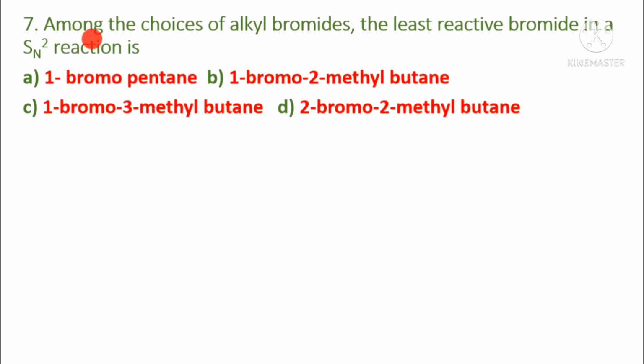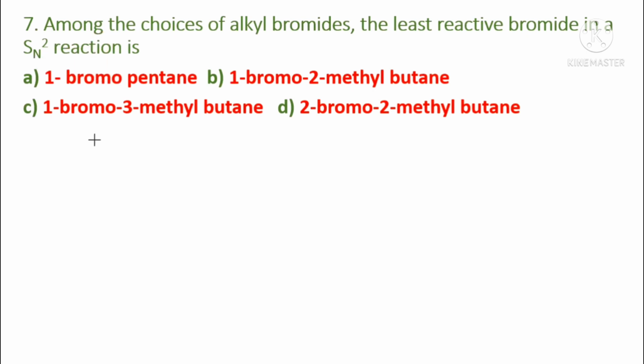Read the question, students. Among the choices of alkyl bromides, the least reactive bromide in a SN2 reaction is. See, they are given 4 types of compounds, and they are asking you to find out the compound which is least reactive towards SN2 mechanism. Okay, first we shall write the structure of the compound so that you can easily find out which alkyl bromide will be undergoing the least SN2 reaction.